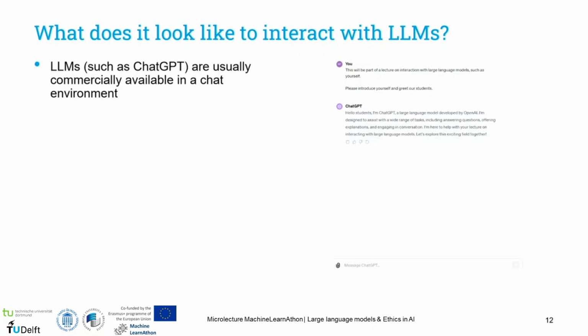So large language models are usually used in commercially available chat environments. That is ChatGPT. There are also open source alternatives. The model only reacts to input. So if you just have a large language model, it will not do anything. It's not an AI taking over the world. You need to trigger it. You need to run it. And usually what it does is you present an input and it will generate an output.